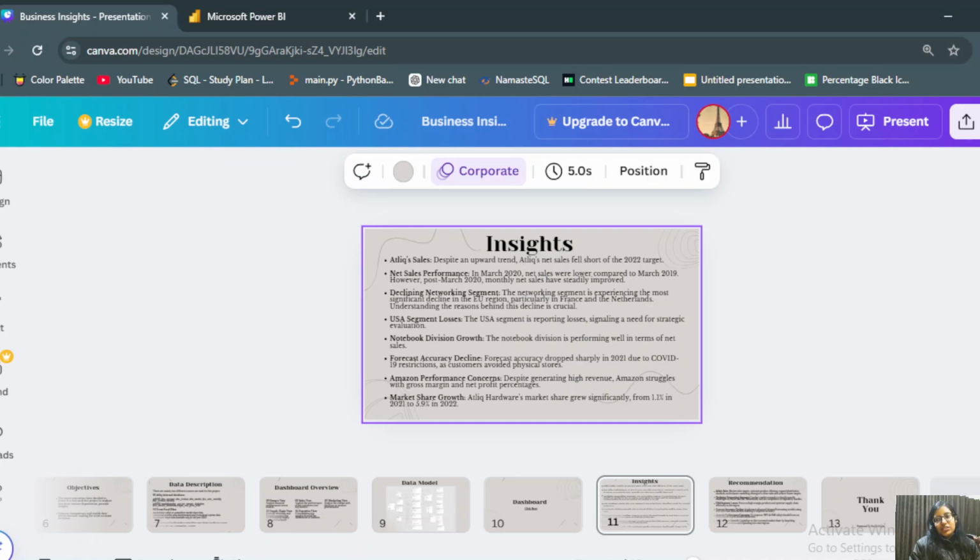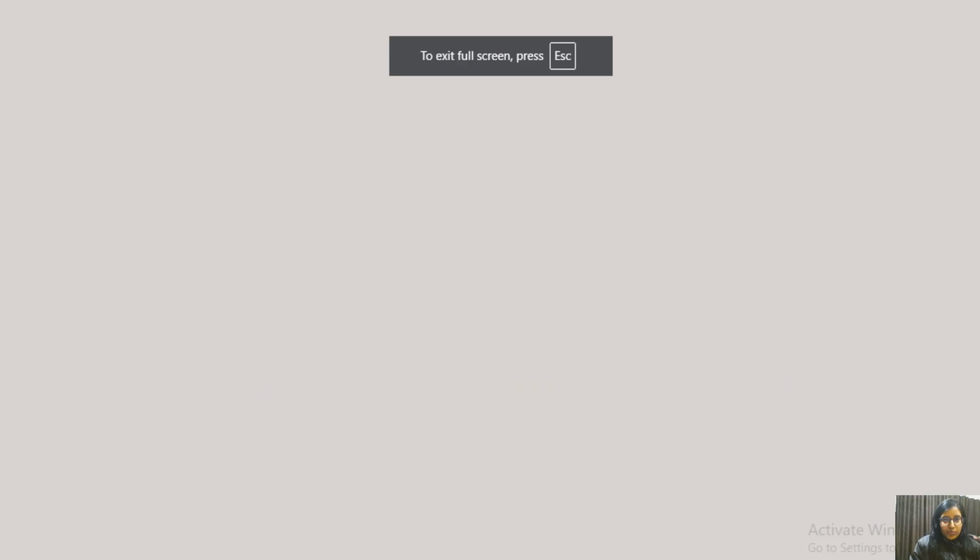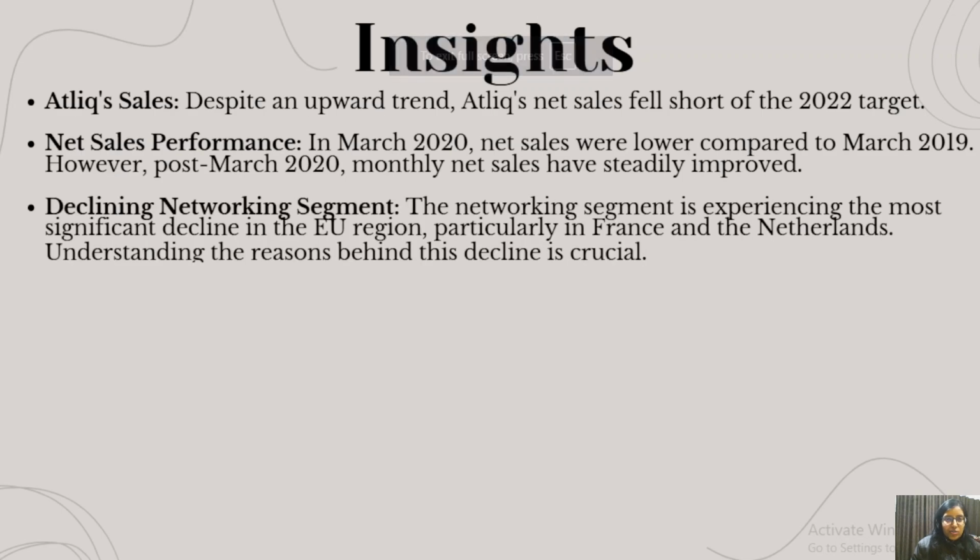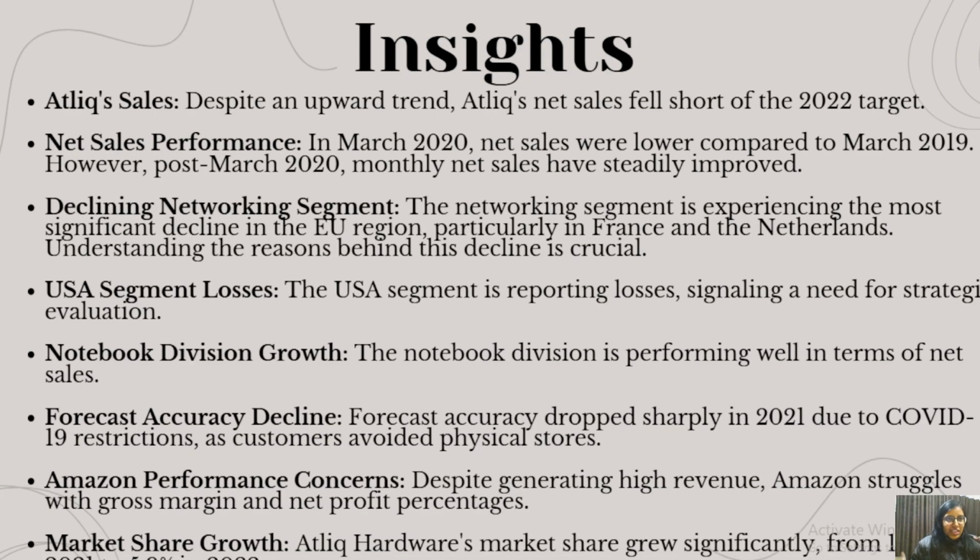These are the insights we have given for the project. Right now we are discussing the dashboard and its metrics, and from the insights we can say that AtliQ sales is going well, but their net sales is falling in comparison to the 2022 target. The net sales performance is down in 2022 compared to last year, declining in the networking segment, and the USA segment also reported a loss. So we need to evaluate the strategy and the reason behind it.